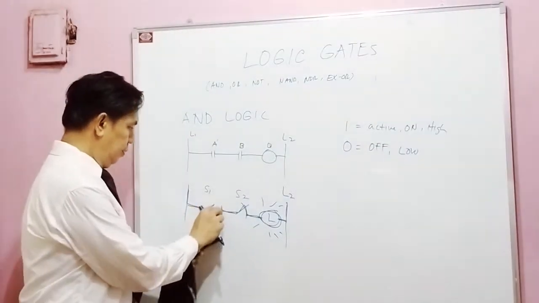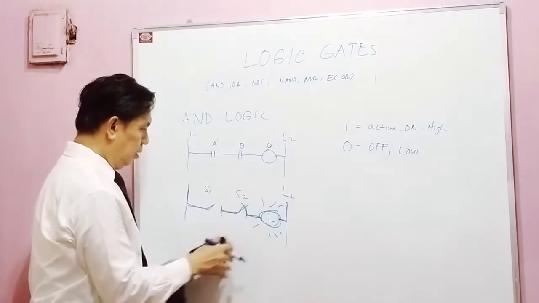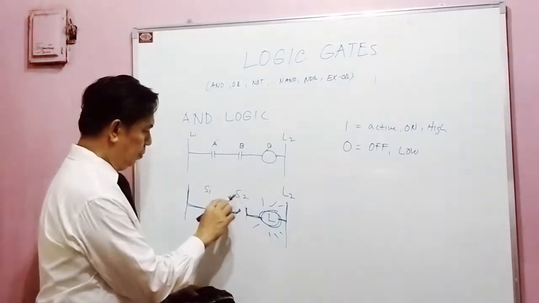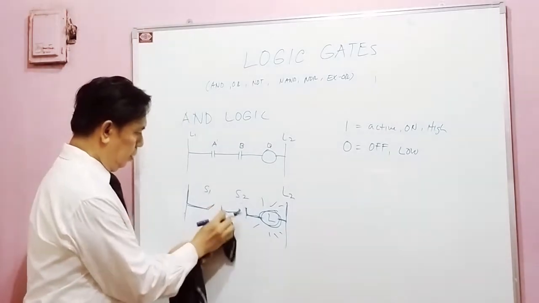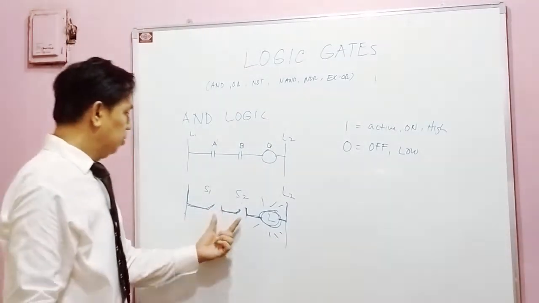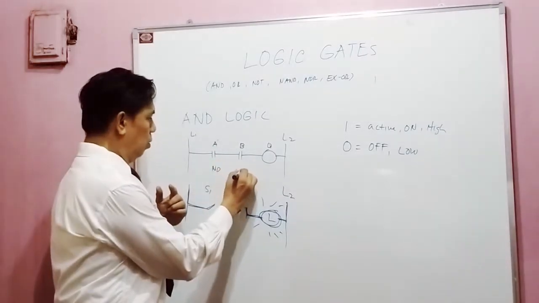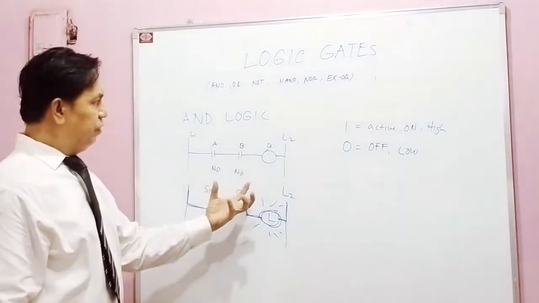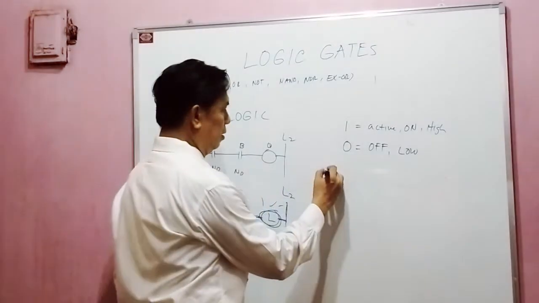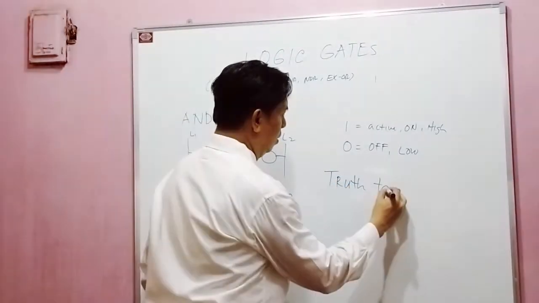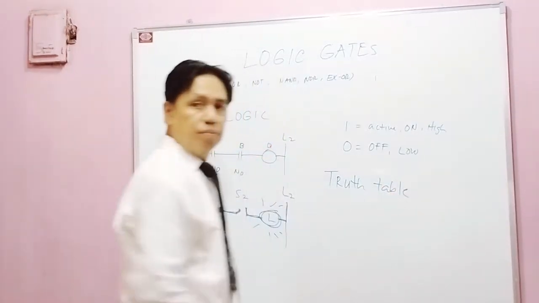So here the diagram is always in its basic or natural condition. They are normally open. Okay, so we can prove this using the so-called truth table. Yeah, truth table.